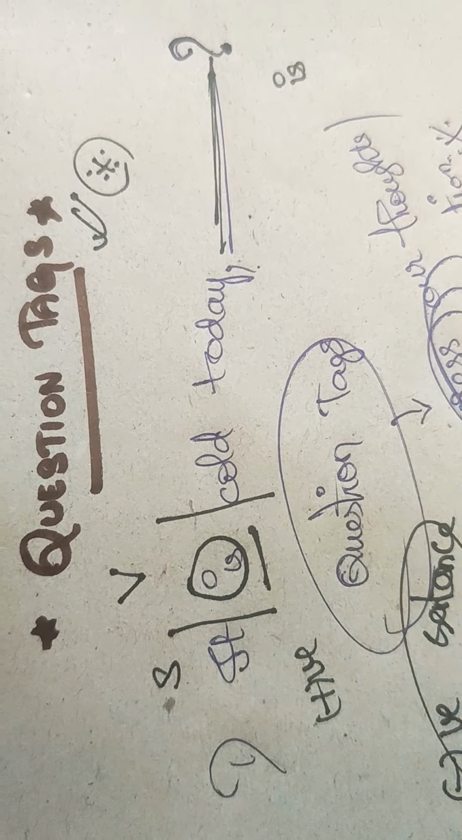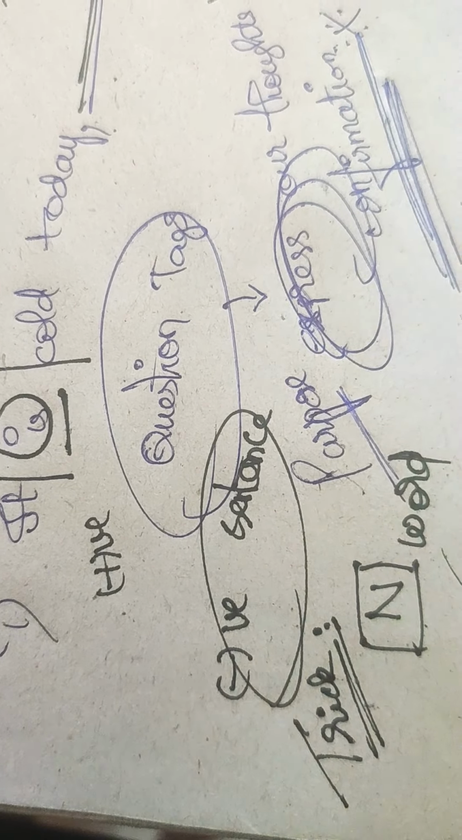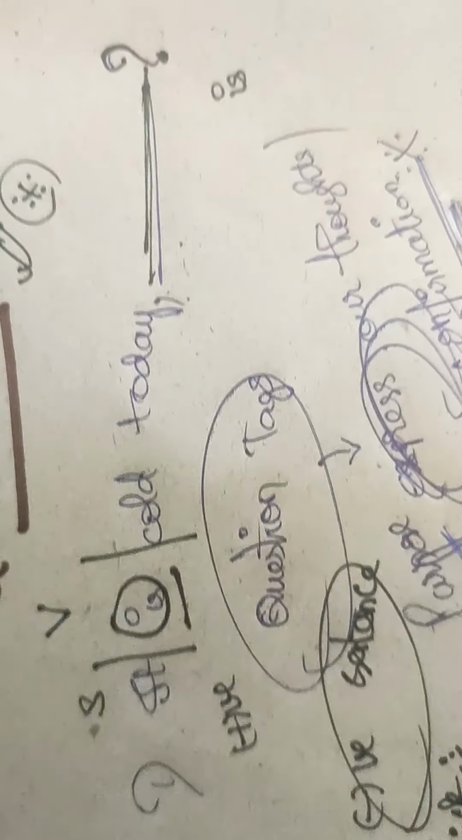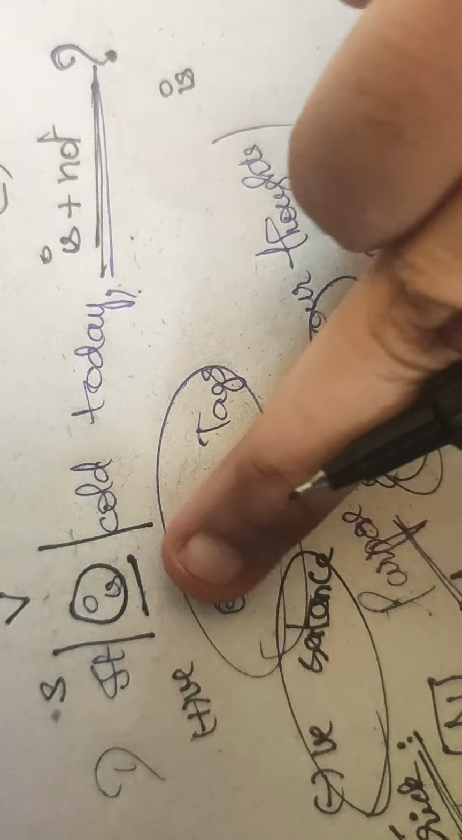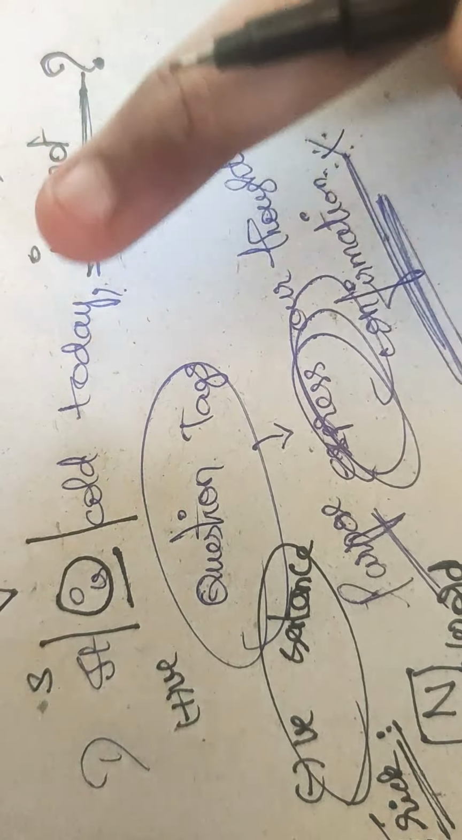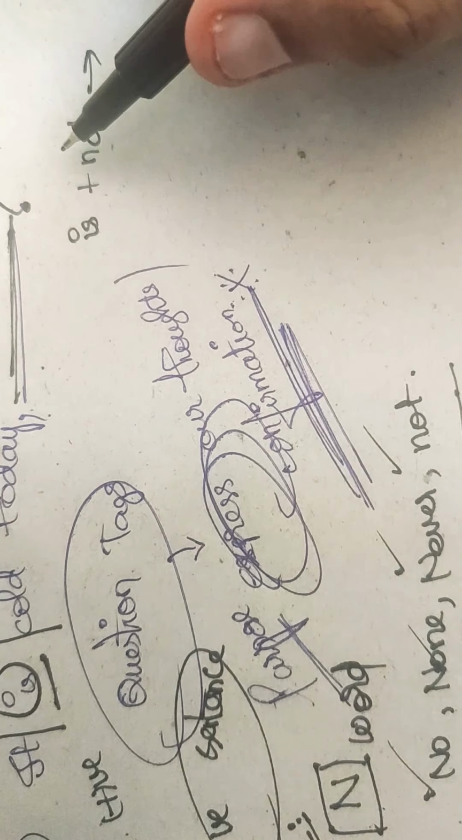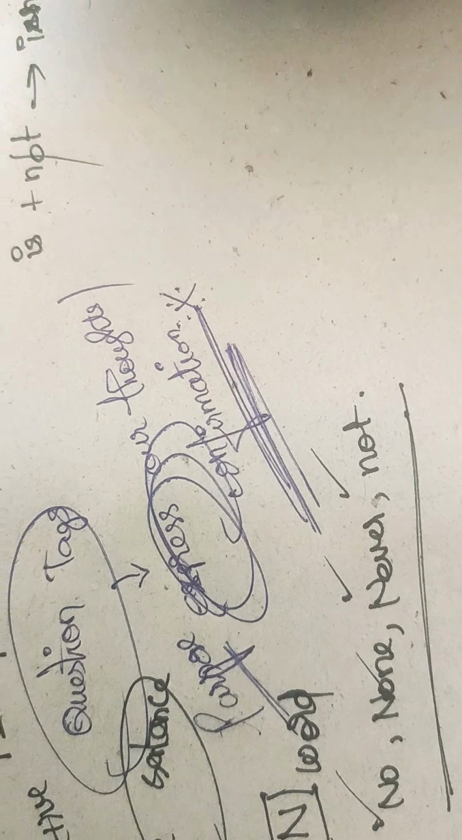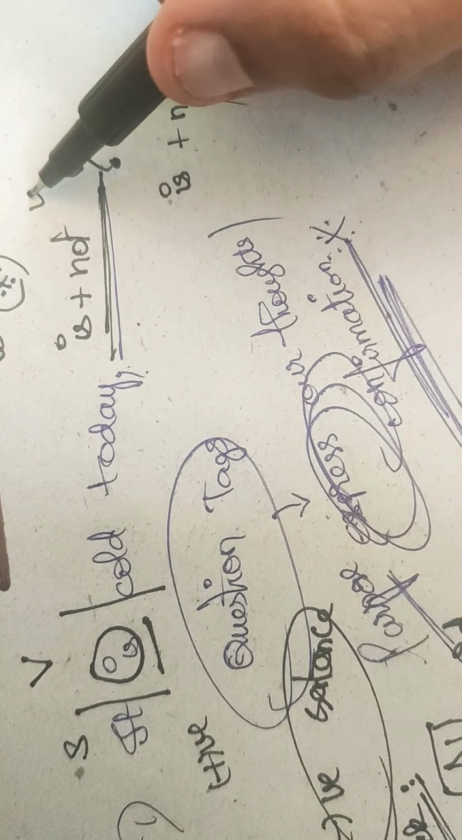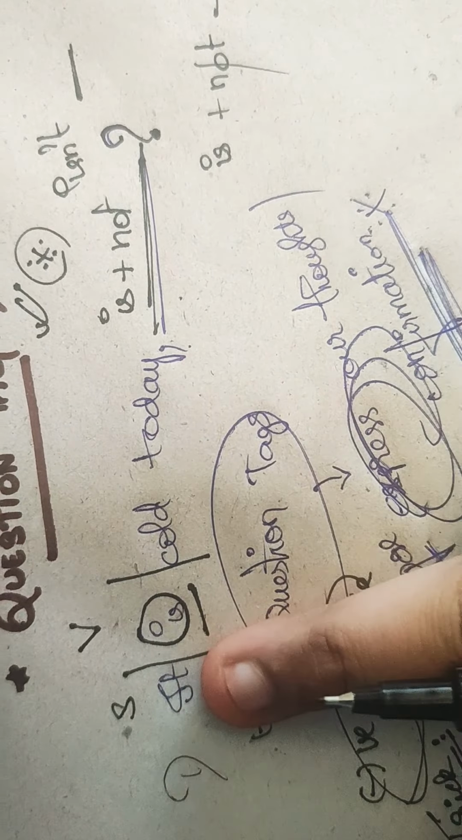Here it is positive, so if the sentence is positive, we use the verb plus not in the question tag. Because it is positive, I am using a negative question tag: is plus not, which is just isn't, removing the O. What is the answer? Isn't. Okay, I have written isn't. What subject do I have to put here? It is given as it.